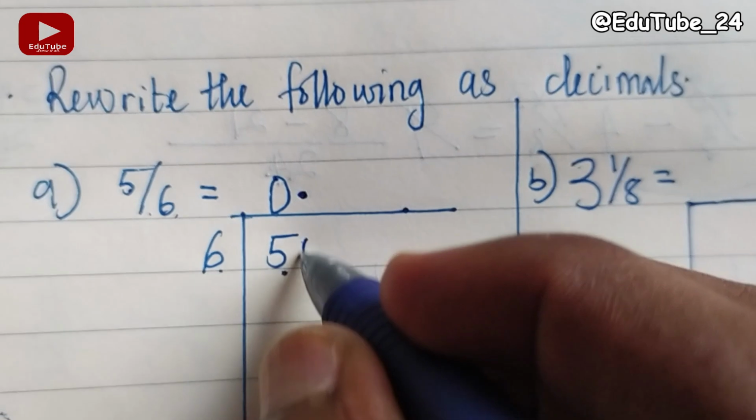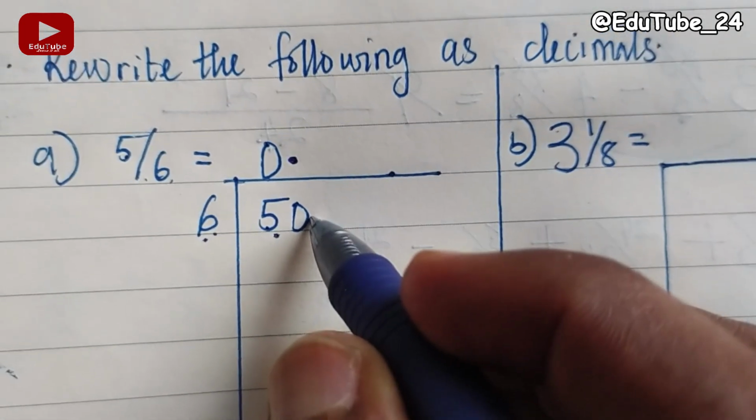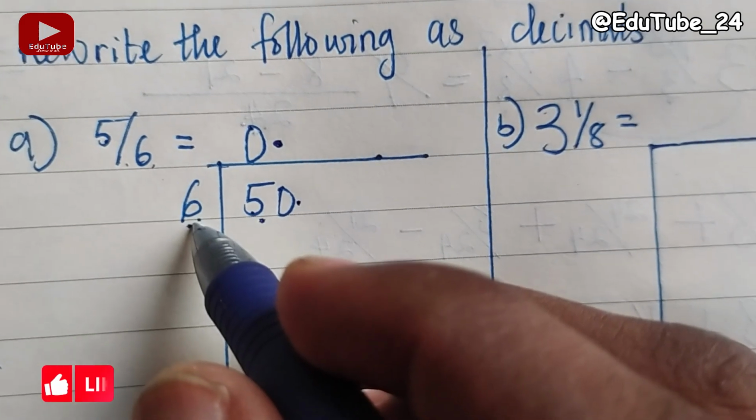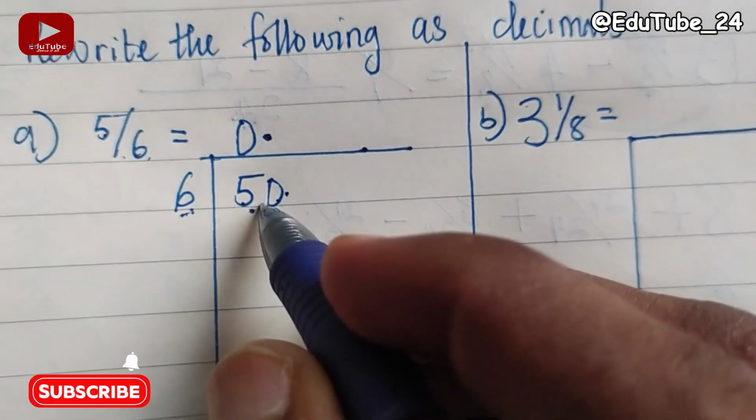Then we are going to add 0 to the 5 to make it greater than 6. So now that we have 5 and 0, that makes it 50. Since we now have 50 greater than 6, I'm going to ask now, how many 6 goes in 50?